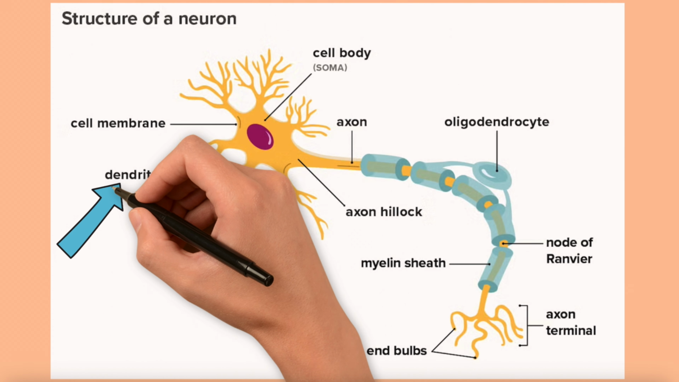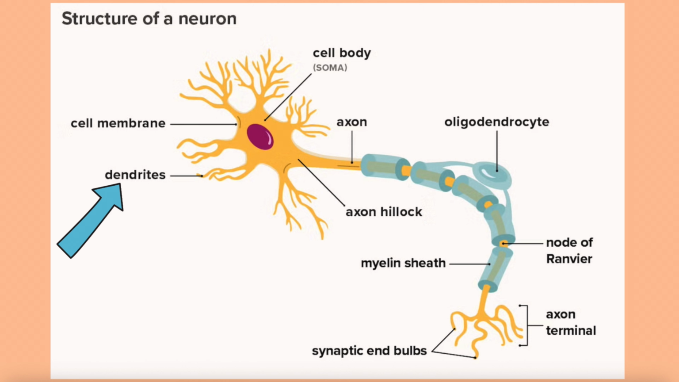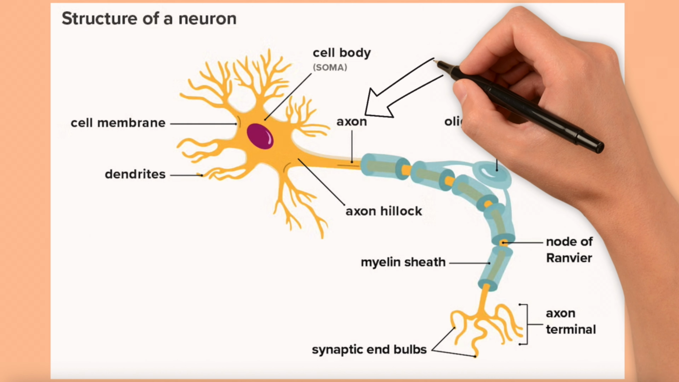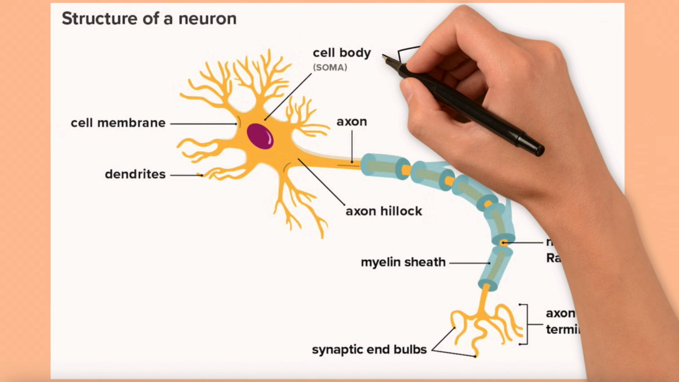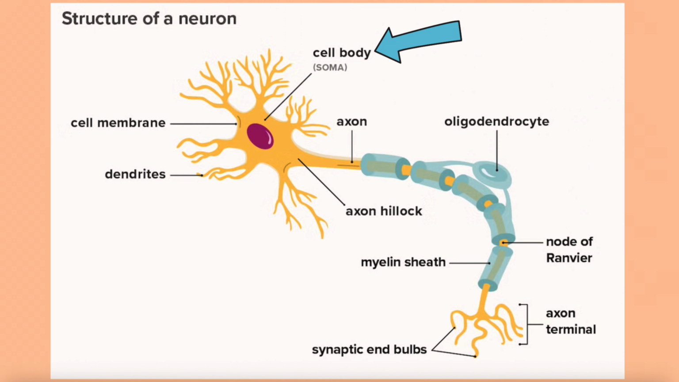This is a dendrite and it receives messages from the other neuron. This is an axon which carries the messages to the axon terminal. This is a soma, which is a cell body that contains a nucleus.